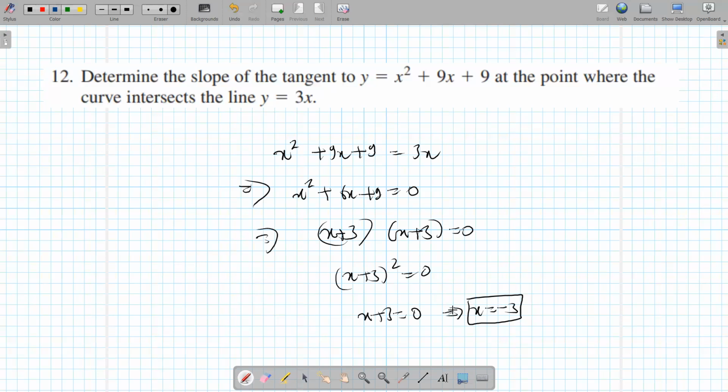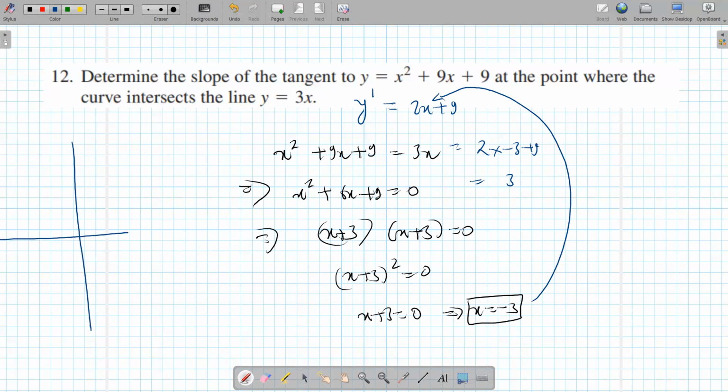So we know what our x value is. From here, it's simple. For the slope of the tangent, you first find y prime, and then you plug the x value in there. What's going to be y prime here? 2x plus 9. 2x plus 9 is correct. And then you're finally going to plug the x value in there. It's going to be 2 times negative 3 plus 9. It's going to be negative 6 plus 9, positive 3. So that's going to be the slope. Cool?